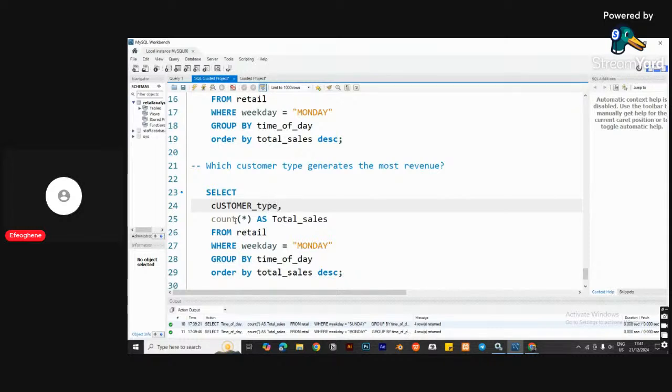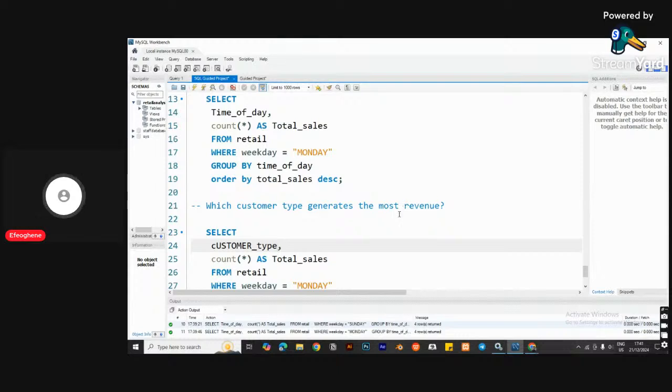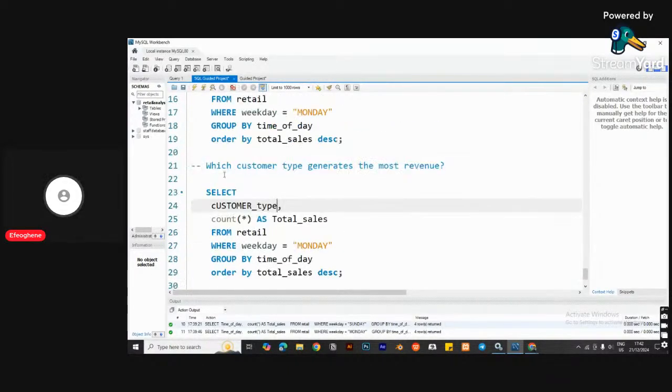Customer type. So which customer type generates the most revenue? So remember I said this is like a word problem. So when you look at the question, which customer type generates the most revenue? We're trying to know who are high value clients. And then to answer this question using SQL, you look at the question very well.